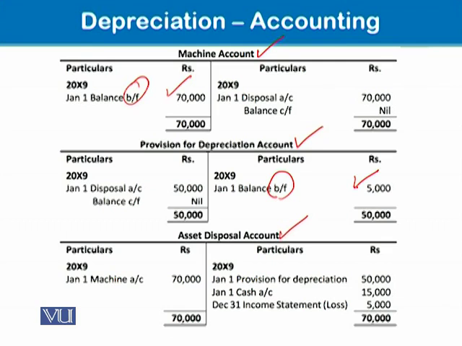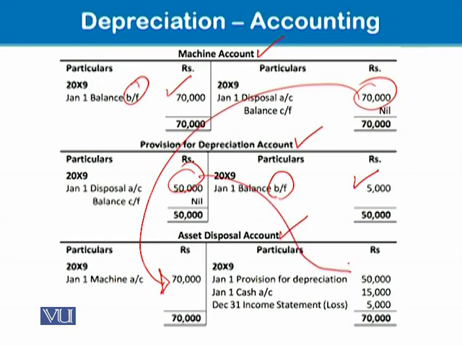Since there is no more buying of the asset and we are in fact selling the asset on the same day, transfer this 70,000 to the asset disposal account and transfer this 50,000 to the asset disposal account. By doing this, the asset account will give a nil balance and the provision for depreciation account will also give a nil balance.